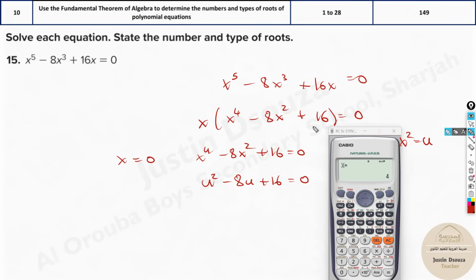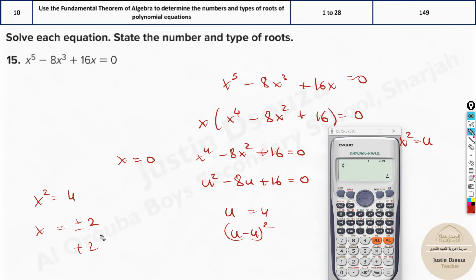That means it's like this. u is equal to 4, right? u minus 4 the whole square. It's a repeated root, twice. Okay, this is repeated twice, but no problem. What is u? x squared is equal to 4, right? So take the square root. So x will become plus or minus 2. That's it. But here you must understand there is a multiplicity of 2 for both of these.